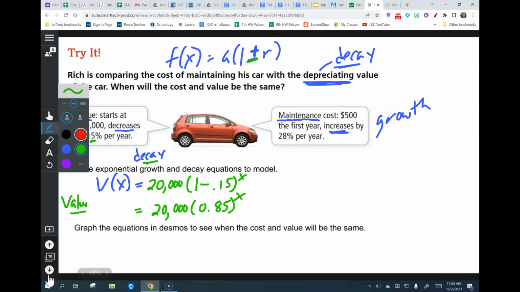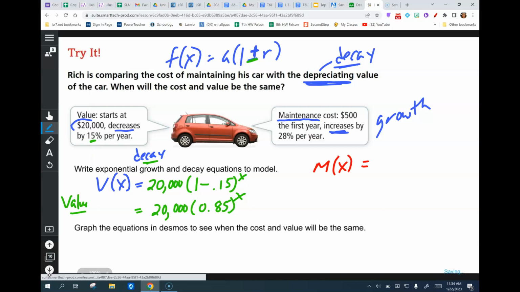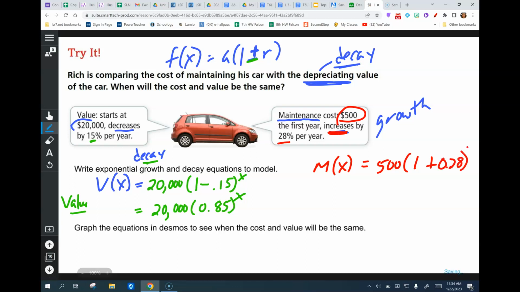So now let's do the maintenance. We're going to call this m of x. This one is going to be a growth. The cost is initially $500. Then it's going to be 1 plus 28% per year. Oh my gosh. So that cost is going to keep going up. We're going to add 0.28 to the 1, to the x. So this function is going to be 500 times 1.28 to the x.